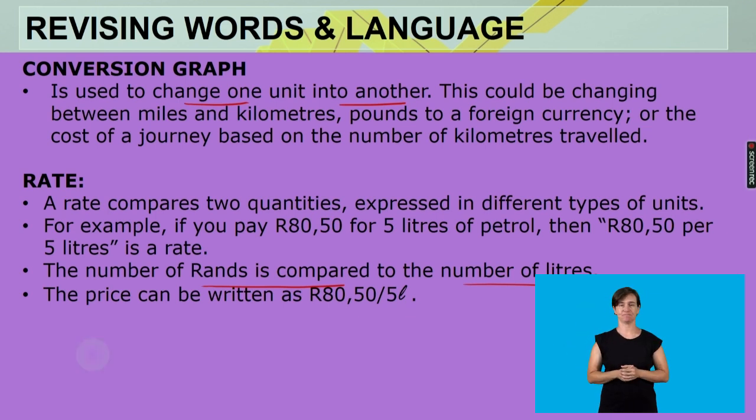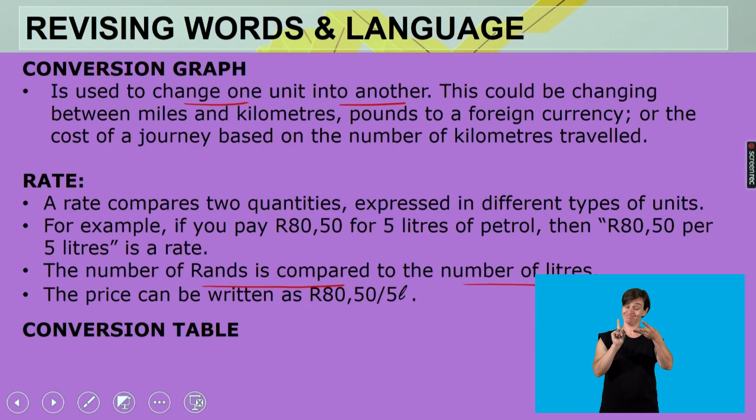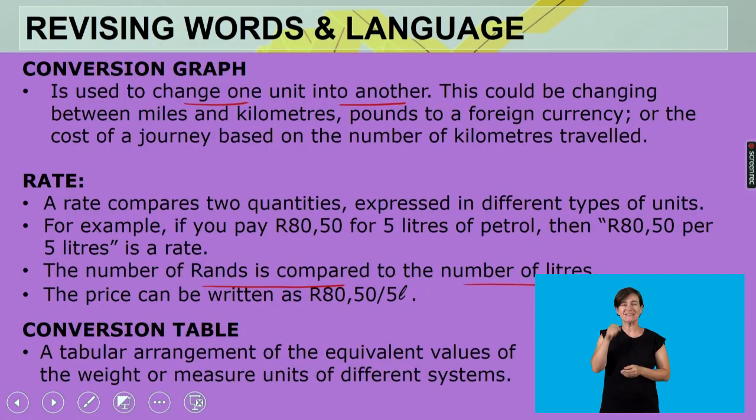Then we also indicated a conversion table. So what is a conversion table? A conversion table is a tabular arrangement of the equivalent values of the weight or measure units of different systems. Guys, I hope that's clear to you.